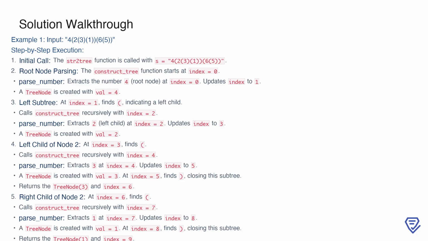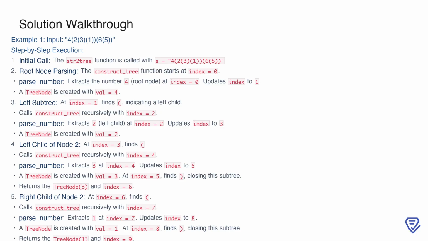Next, at index 1, we encounter a left parenthesis, which signals the start of the left subtree. To process this, we call construct_tree recursively with the updated index at 2. Here, the number 2 is parsed, and a tree node is created with the value 2. Moving forward, another left parenthesis at index 3 indicates that this node has a left child. We make another recursive call, where the number 3 is parsed at index 4. A tree node is created for this value, and since the closing parenthesis is encountered right after, the subtree rooted at this node is complete, and we return tree node 3 with the updated index of 6.